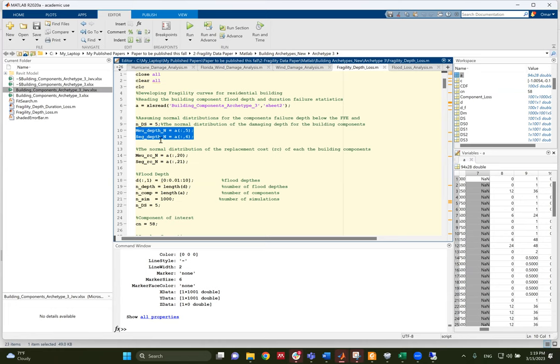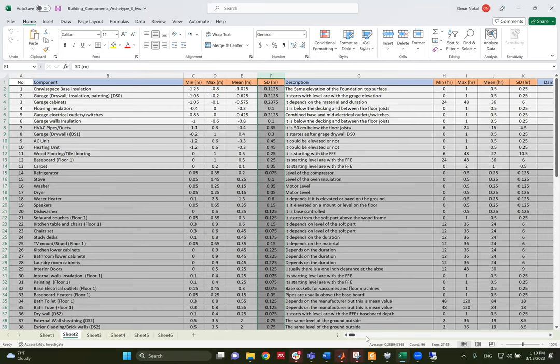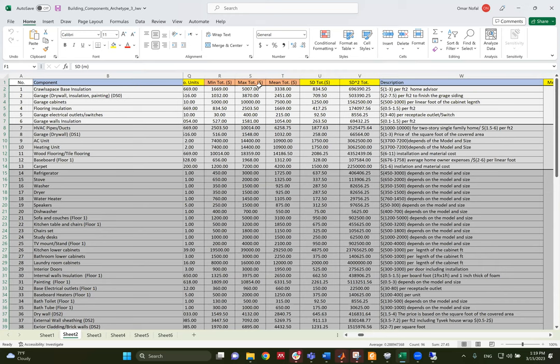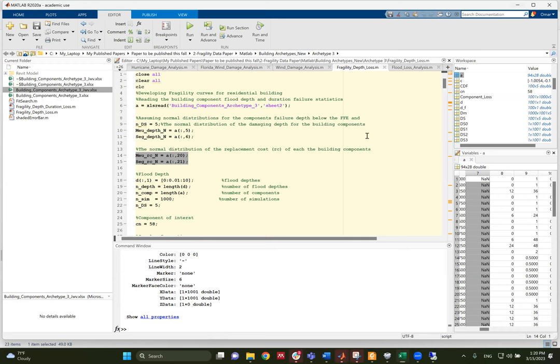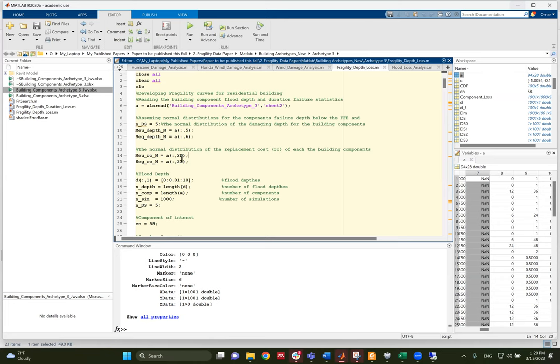Oh yeah, here I'm reading the replacement cost of the components. I called this mu RC, replacement cost normal. And these cells are here: minimum, maximum, mean, standard deviation. So this is the mean and standard deviation, these two columns, and I'm getting them here, column number 20 and 21.